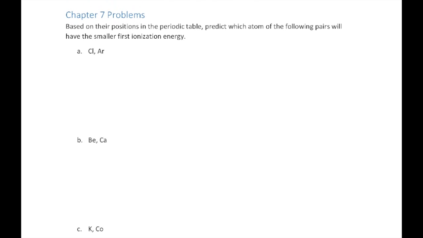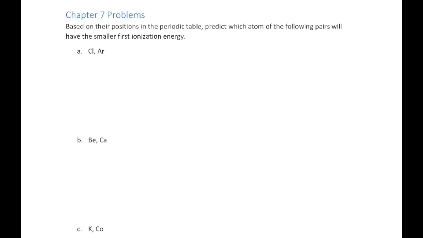Okay, so we are looking at Chapter 7 still, and we're looking at periodic trends in the periodic table. At this time, please pause me and go get a periodic table, either from the front of your book or from an online source. Okay, so looking at the question, it asks, based on their positions in the periodic table, predict which atom of the following pairs will have the smaller first ionization energy. Okay, so ionization energy is the energy that is required to remove one electron from an atom.